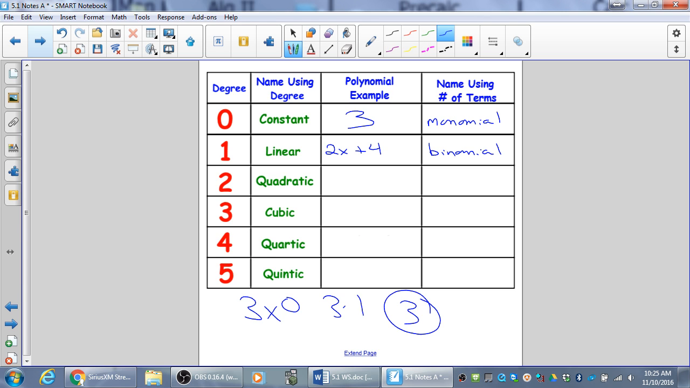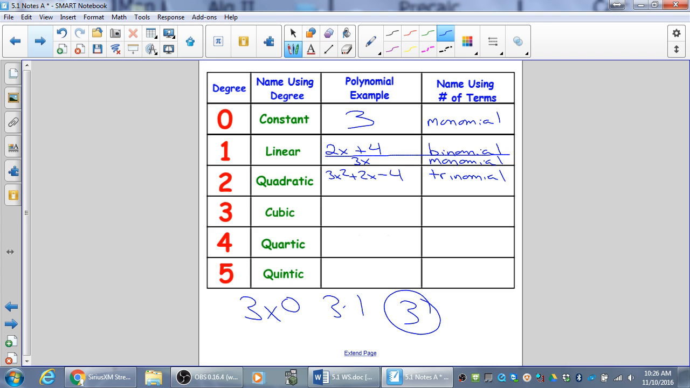Now you could still have another example, like just 3x. That's linear, but that would still be a monomial. So monomial meaning one term. It's still linear. It's still a power of 1, but it only has one term. A quadratic polynomial example, 3x squared plus 2x minus 4, something like that. And so the name using number of terms, that's a trinomial.